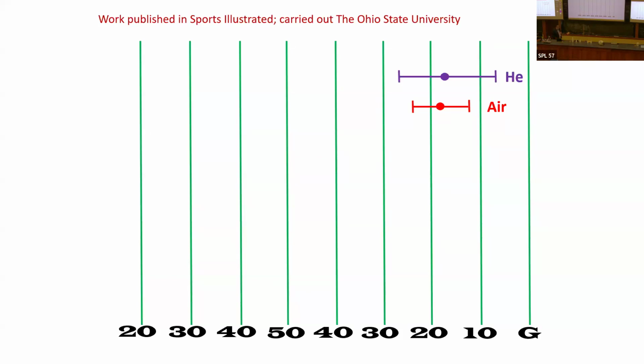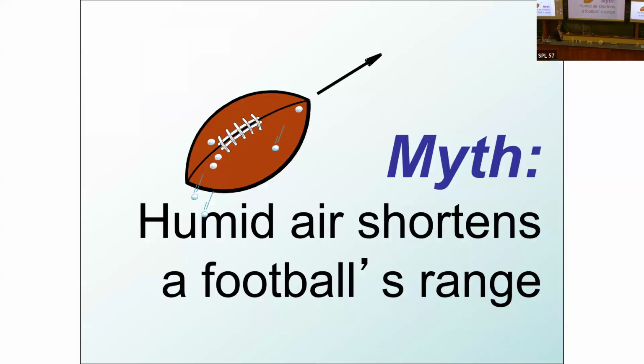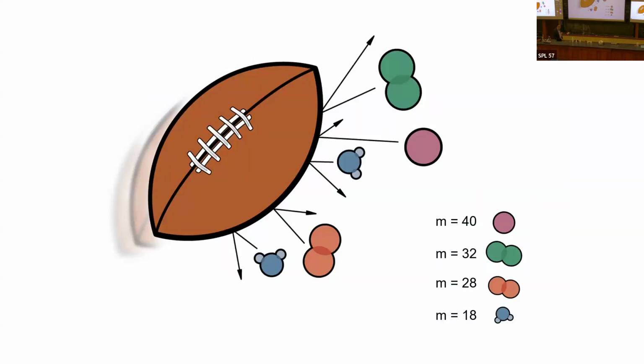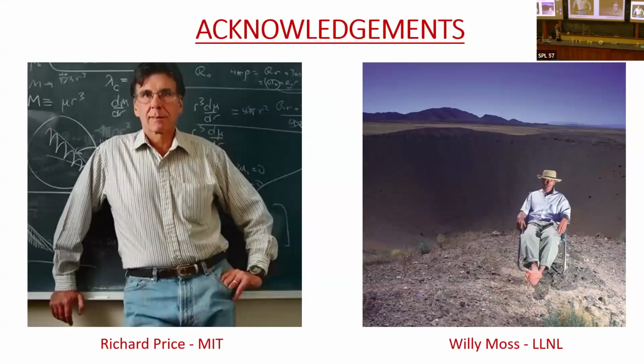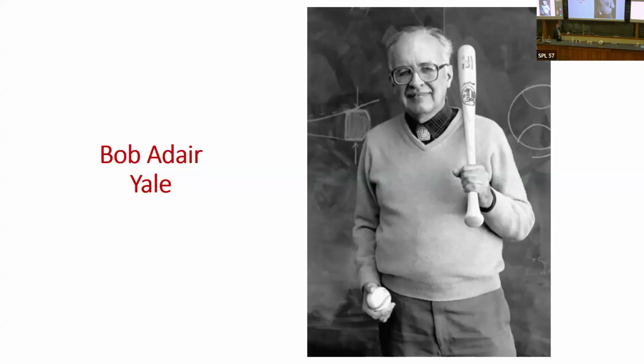So I think with that, I'd like to stop. I have a couple of people that it's important to thank. I mentioned Richard Price, who is still up at MIT, although I think he just retired last year. And he's been there for quite some time. Willie Moss was my best friend at Caltech, and has been at Livermore forever. The person I'd really like to thank, though, is Bob Adair.